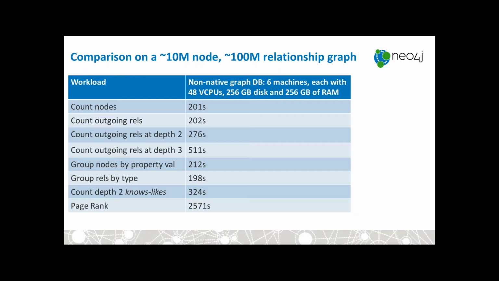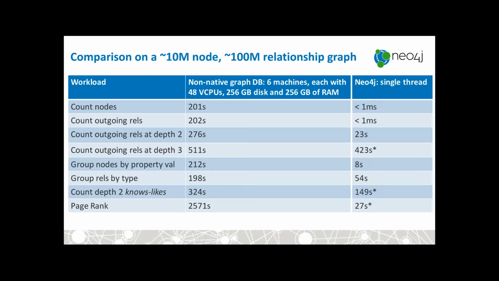I took the DBpedia data sets, which is comparable in size, 11 million nodes, 116 million relationships, and they ran their experiments on 288 cores with 1.5 terabytes of RAM in aggregate. That's what these 6 machines add up to. I ran it on 1 core with 8 gigabytes of RAM given to Neo4j. And what happened? Well, for counting nodes in a graph, they're 201 seconds. I did it in less than a millisecond.